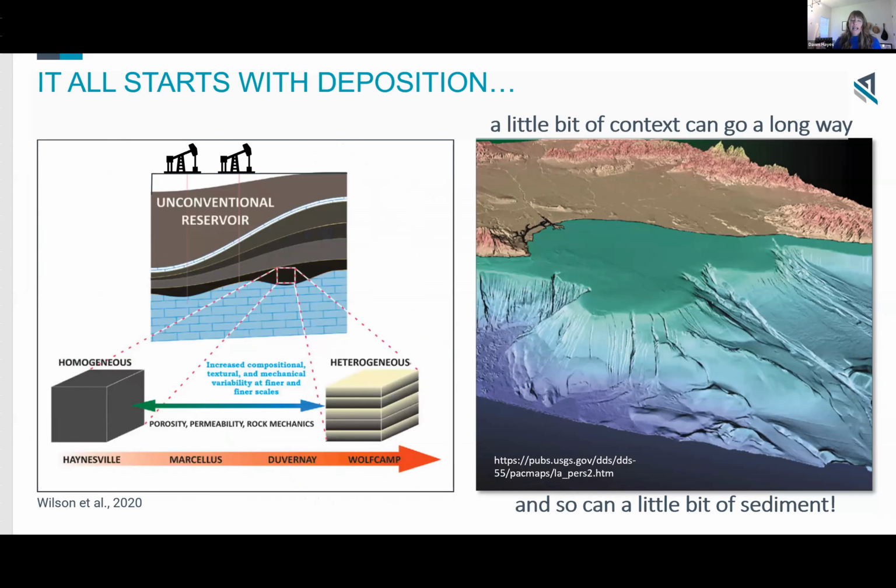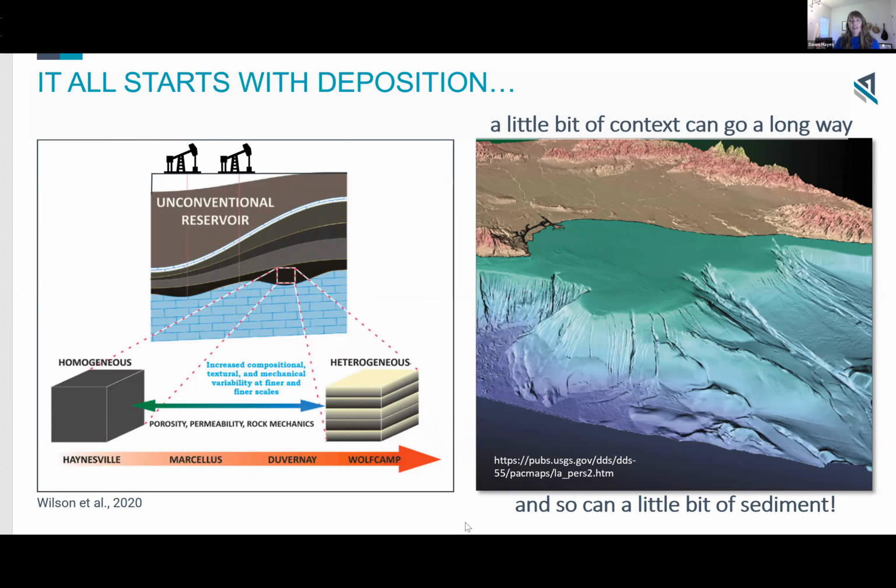Okay, and we're going to end with this. It all starts with deposition, so we're going to end with deposition. I wanted to show the diagram on the left because it compares different U.S. unconventional plays with respect to their complexity, we'd say. Compositional, textural variability, mechanical variability. So as you go in this direction to the right, to the Wolfcamp, which is in the Permian, and that's most of the examples that I discussed today, you're getting more and more heterogeneous rock, and the porosity, permeability, and rock mechanics within those particular rocks, that's going to be a lot more variable.